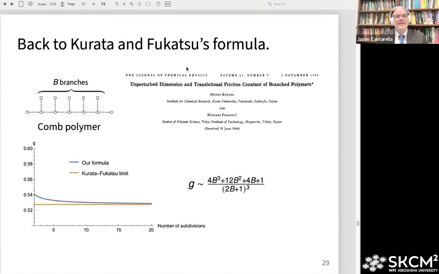So now we can check again against Kurata and Fukatsu's formula. And we see that if we plot our formula for the 5-branch comb polymer, we get this blue curve as the number of subdivisions increases, and it converges to their limiting formula, or their limiting value. And you can see that even for a small number of subdivisions, there's not a large difference between the two formulas. I would have more or less guessed that, but I wouldn't have known how to prove it except by working out what the finite subdivision result was.